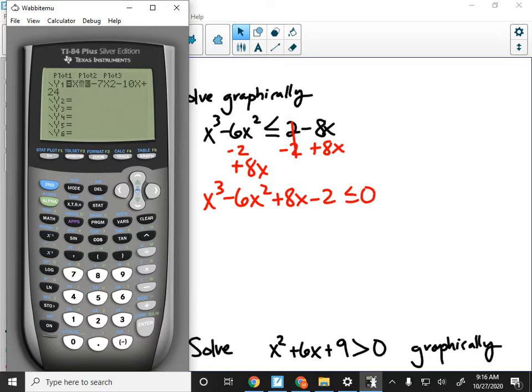Oh, I just realized something, friends. I need x cubed minus 6x squared plus 8x minus 2. Perfect. So I've got that right there. I'm going to graph this. I get that graph.